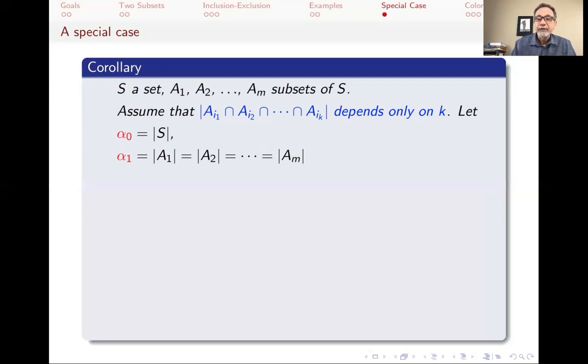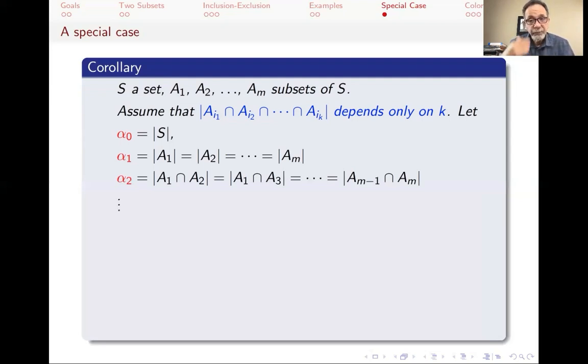So we call alpha 1 the size of any one of these. Again, we're assuming that they're equal, and alpha 2 is the size of the pairwise intersections. Again, all of the intersections, and we're assuming that they're all equal. Alpha 3 is going to be the size of all the triple intersections, which are equal by our assumption, and all the way till alpha M being the size of the intersection of all of them.